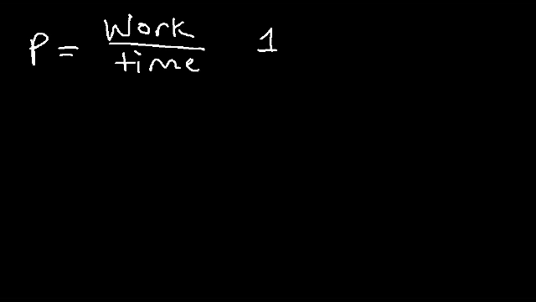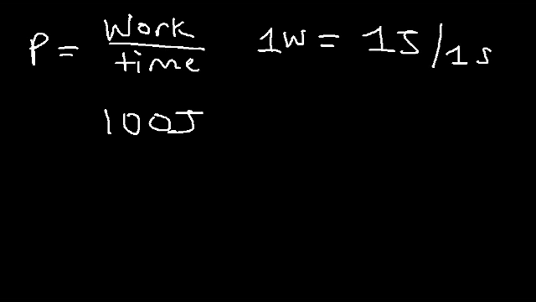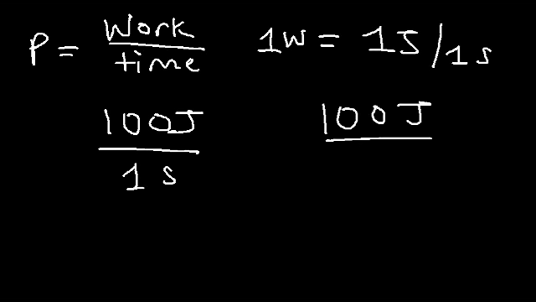How can you define power? Electrical power, or power in general, is work divided by time. 1 watt is 1 joule per second. So power is the rate of energy transferred. So for example, let's say you have a system that could transfer 100 joules of energy in 1 second. And if you have another system that can transfer 100 joules of energy in 10 seconds, which one has more power?